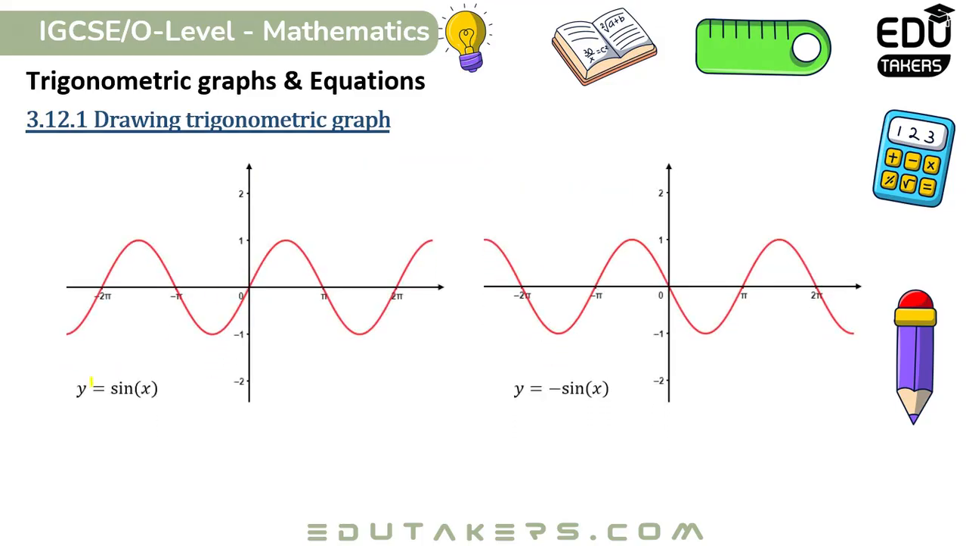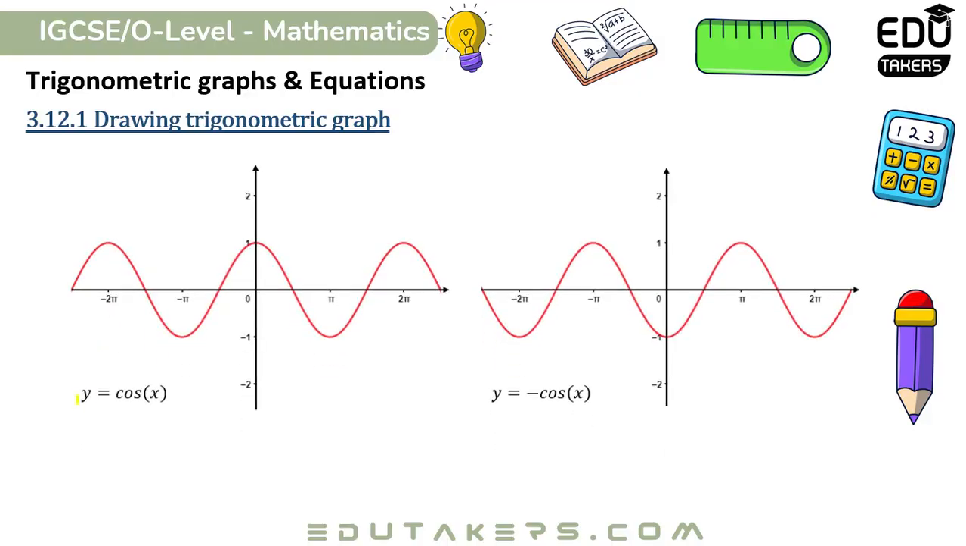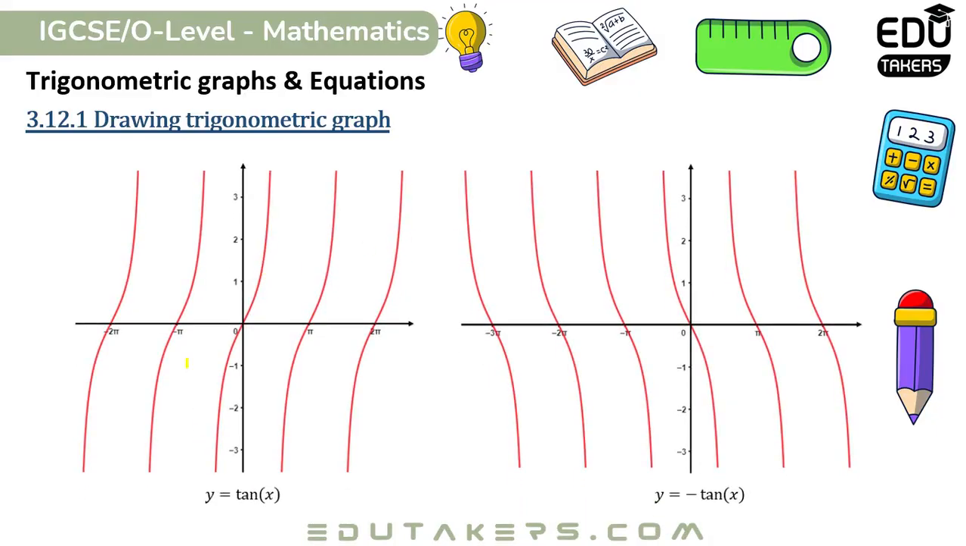This graph is for y = sin x and the graph for y = -sin x is here. For y = cos x, the graph is this, and for y = -cos x, it is this one. And this is for y = tan x, and this is for y = -tan x.